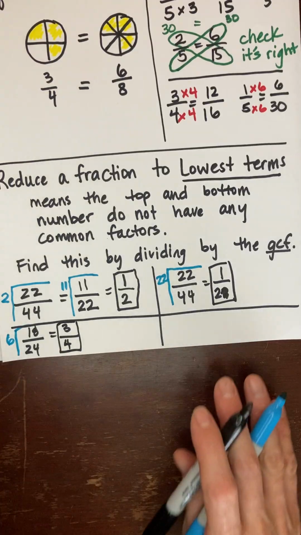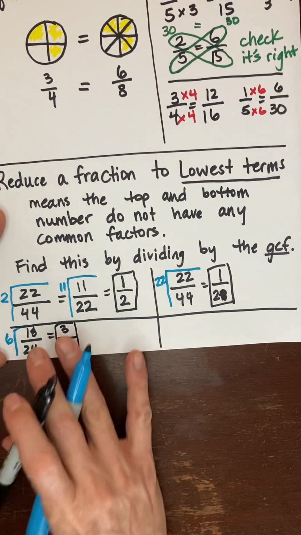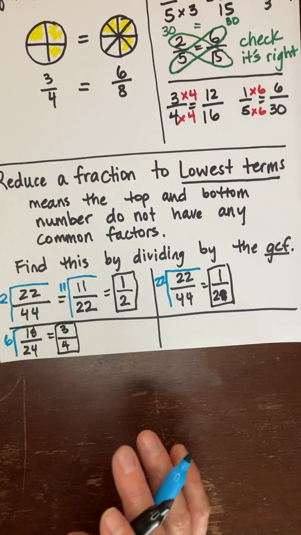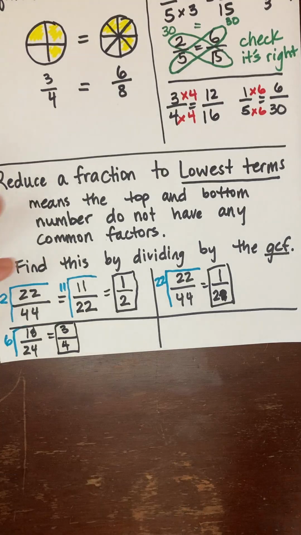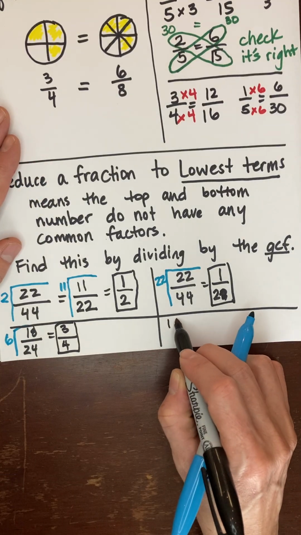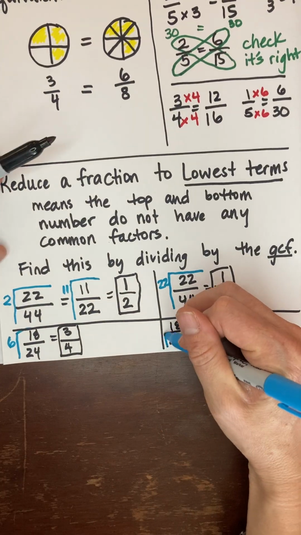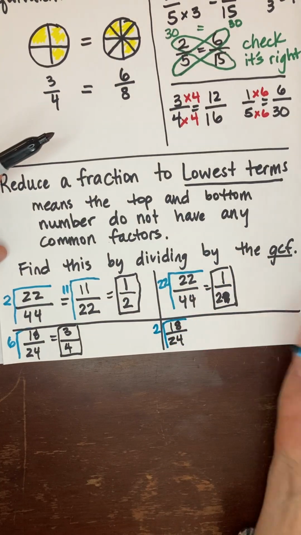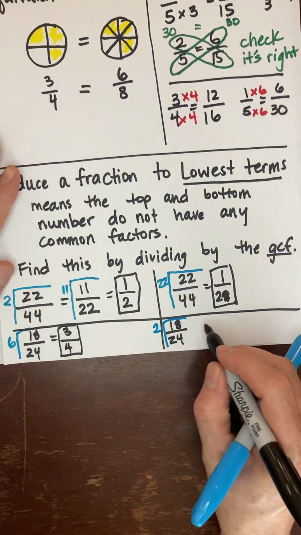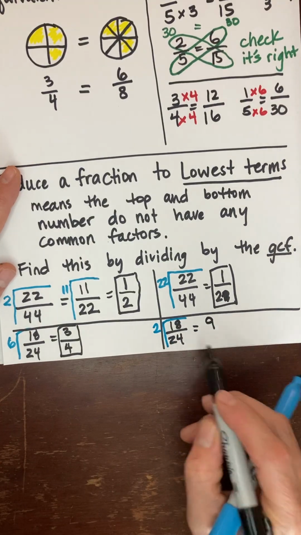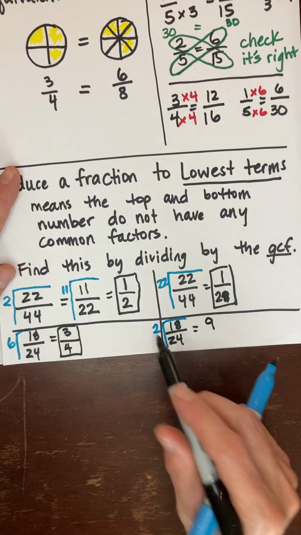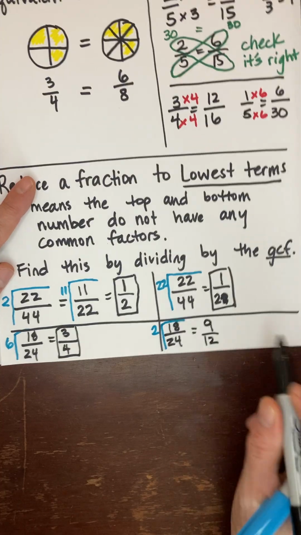Now, again, let's do it the way where we do a few more steps. Say I look at 18 and 24 and I go, I don't know what the greatest common factor is, but they're both even, so I know 2 goes in. So let's start with 2. 18 over 24. Didn't leave myself very much space there, did I? Divide by 2. 18 divided by 2 equals 9. And 24 divided by 2 equals 12.